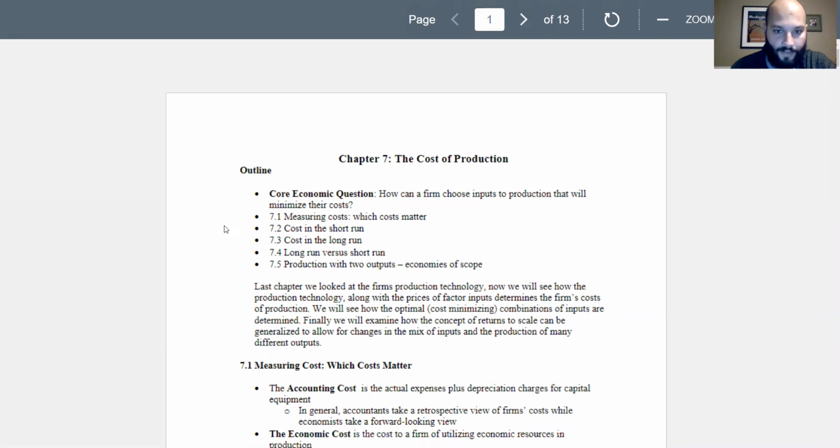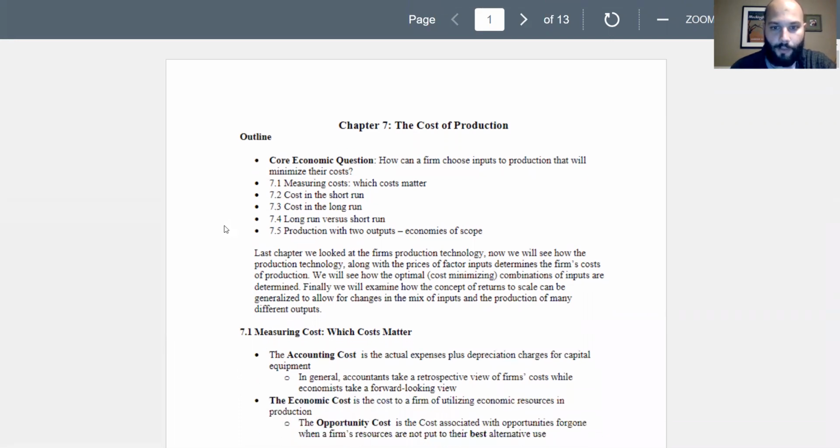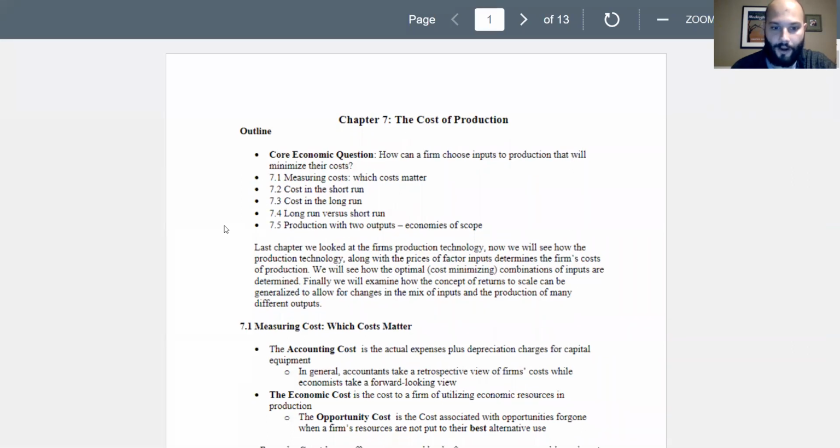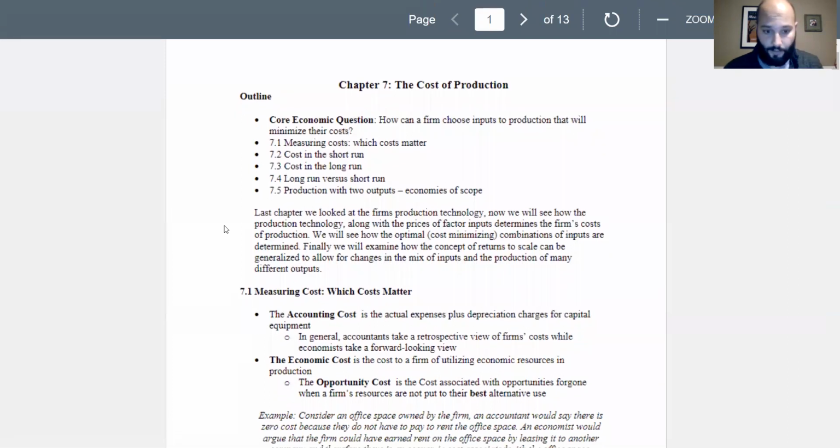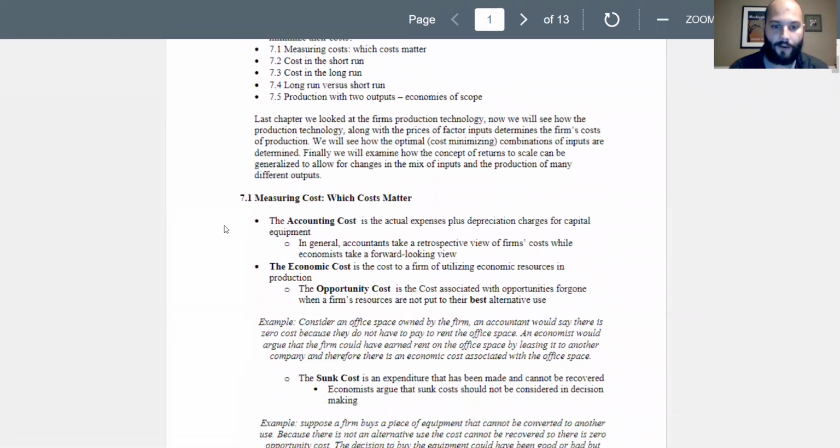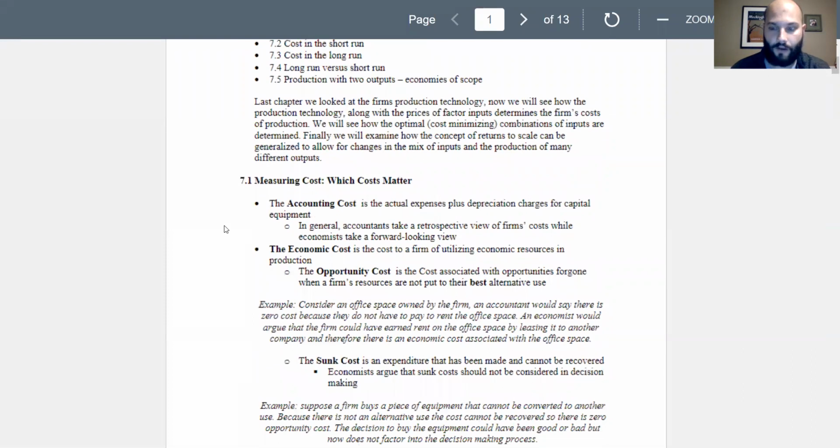So in this chapter, chapter 7, we'll be talking about that constraint on the producer side, which is the costs of input, or in general, the cost of production. All right, so we start out by talking about just a general definition of accounting costs versus economic costs.